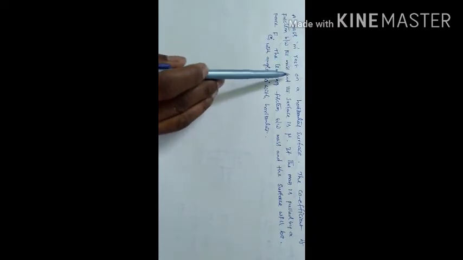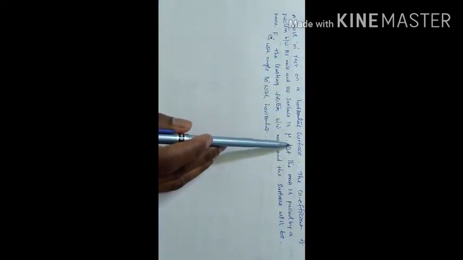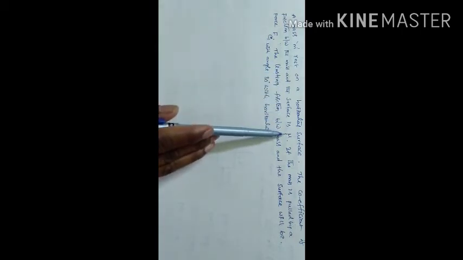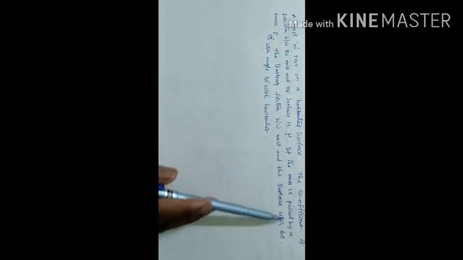Let us see one more problem. A mass m rests on a horizontal surface. The coefficient of friction between the mass and the surface is mu. If the mass is pulled by a force F at an angle of 30 with the horizontal, the limiting friction between the mass and the surface will be.